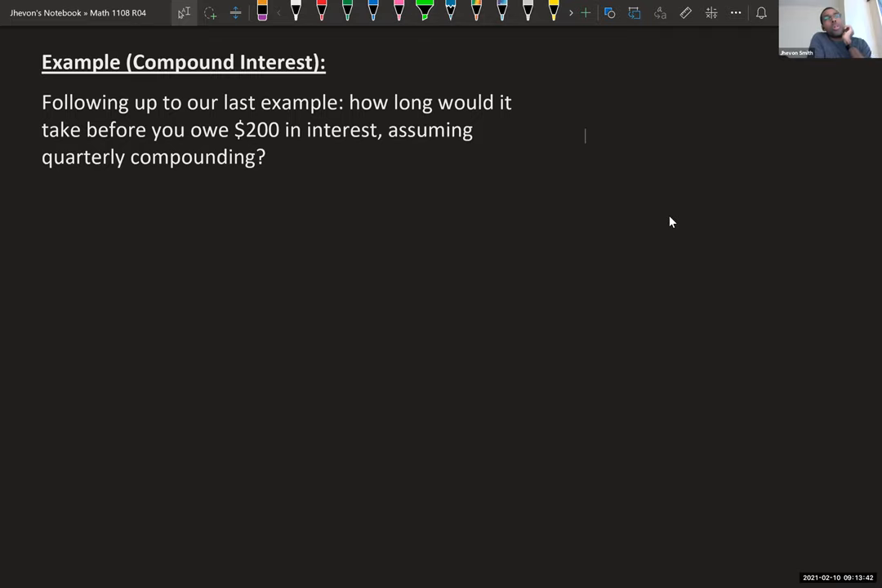I want to know, how long would I have to have this loan for in order to make sure that I don't pay a dime more than $200 back in interest? So I borrow $1,000. I want to know, how long can I keep this $1,000 so that by the time I pay it back, $200 is how much interest I should have to pay. I don't want to pay more than 20% total interest. What do you think? How do we figure this out?